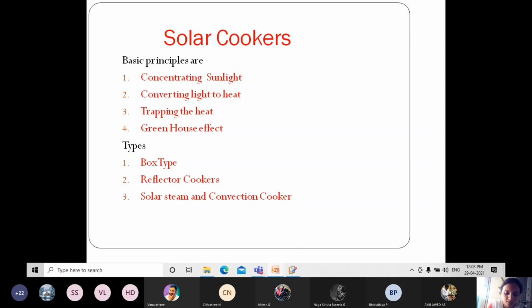Okay, and light absorption converts the sun's visible light to heat. Here it improves the effectiveness of the cooker. This is converting light to heat. Next is trapping the heat. Trapping is nothing but catching the heat. Here it is important to reduce convection by isolating the air inside the solar cooker. We should isolate the air inside the cooker from the air outside the cooker.